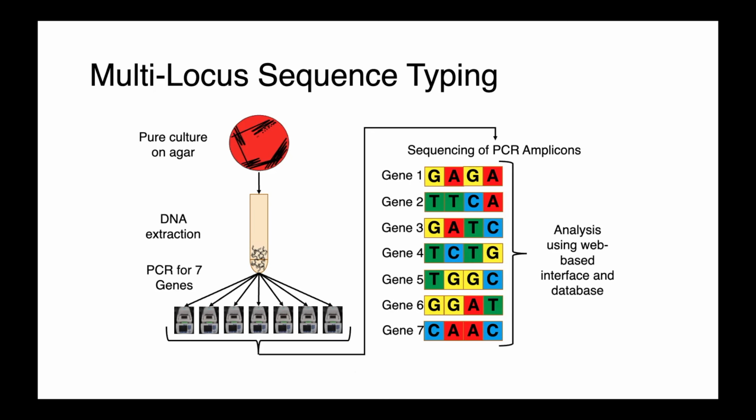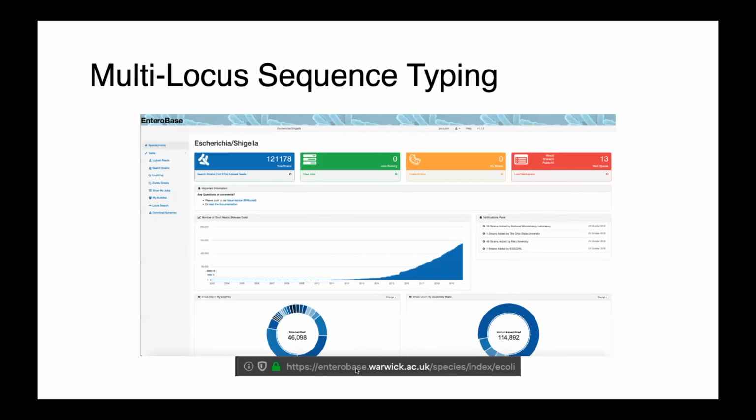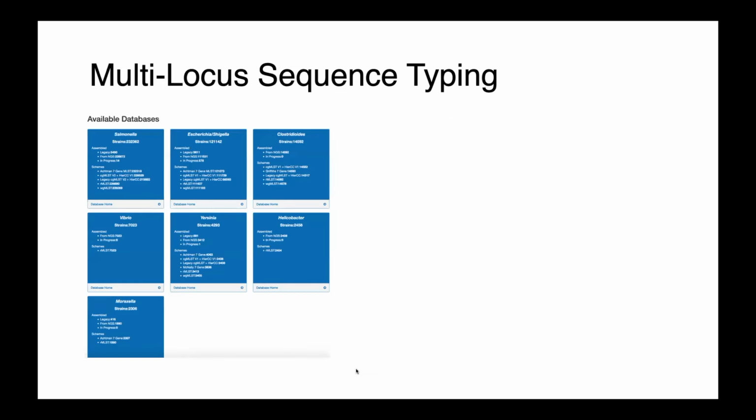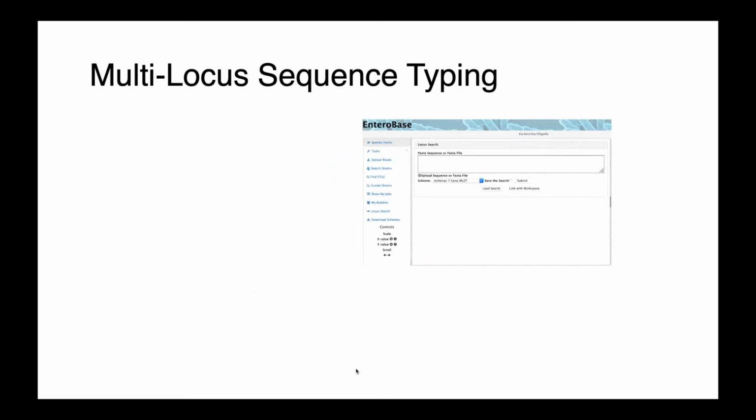So that was a long explanation. What does it actually look like? This is a screenshot of Enterobase, and here you can see the E. coli and Shigella MLST platform. There's a wide variety of other organisms for which we have MLST schemes published, not just within Enterobase, but there are other web-based platforms. Essentially, what we do is we take our DNA sequence from each of those 7 genes, paste it into their web form, and search.